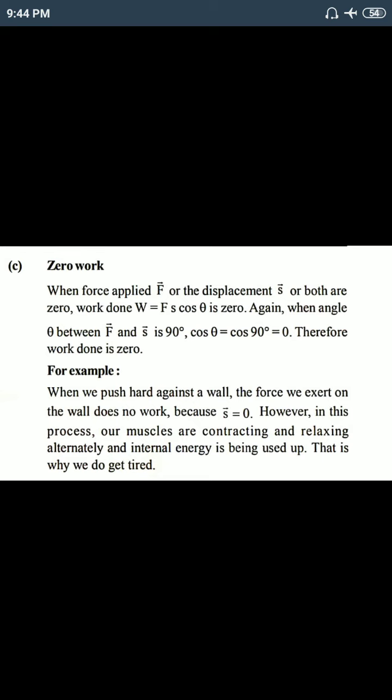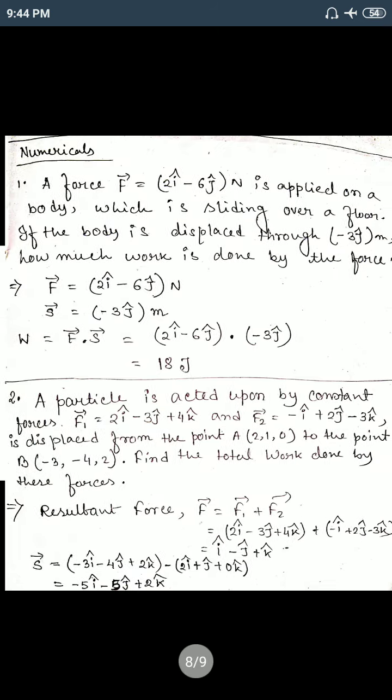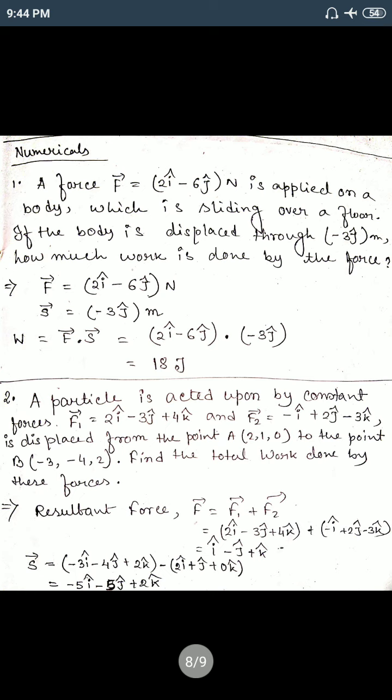So, positive work done, negative work done, and zero work done. Another example is circular motion. In a circular path, if you move, then no work is done by you. Now we see two numericals related to work done.